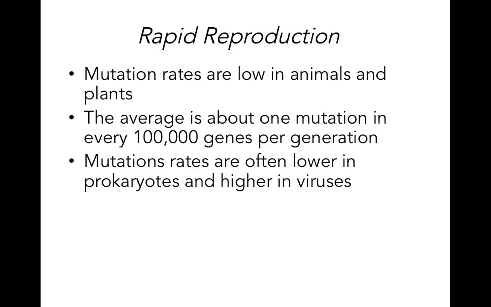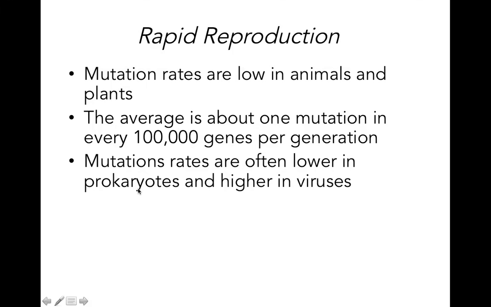Another contributor to genetic variation is the rate of reproduction. In higher eukaryotes, like animals and plants, mutation rates tend to be pretty low. They're not zero, but they are pretty low, about one mutation in every 100,000 genes per generation.